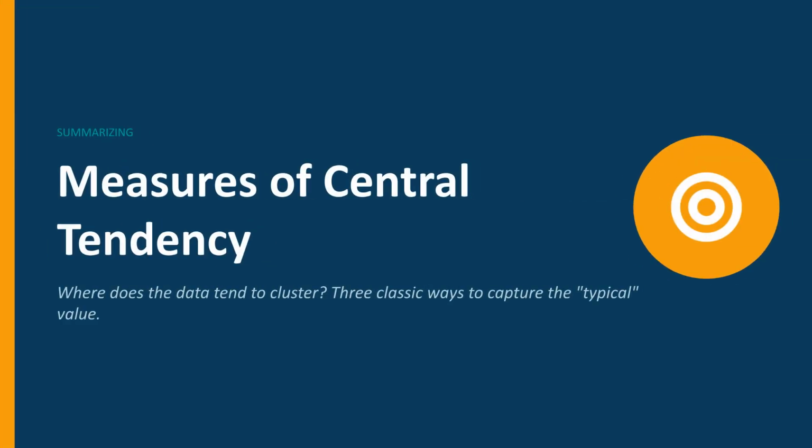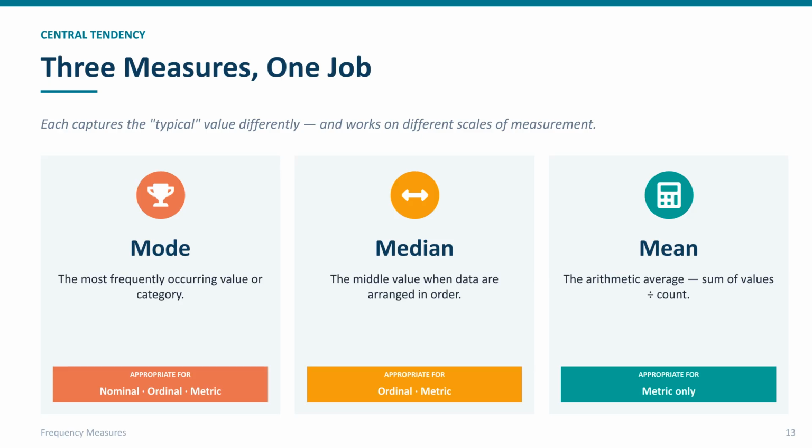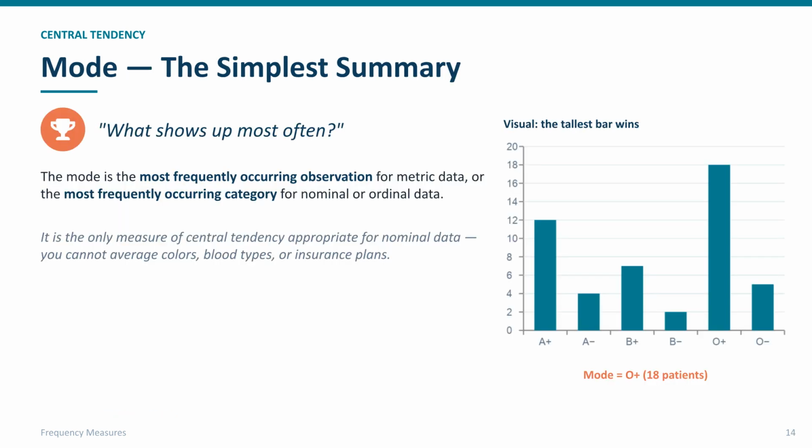Now, how do we find the typical value? We use measures of central tendency to determine where the data tends to cluster. There are three primary measures: the mode, the median, and the mean. Each captures the typical value differently and is appropriate for specific scales of measurement. The mode is the most frequently occurring value or category. It is the only measure appropriate for nominal data, like blood types, where you cannot mathematically average the categories.